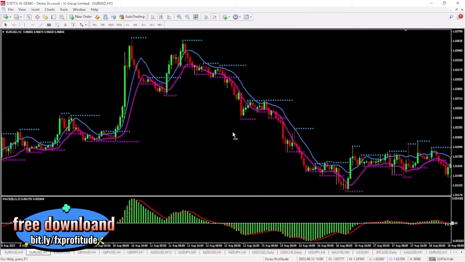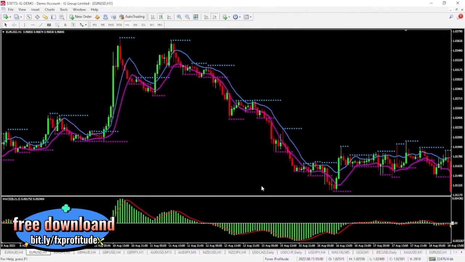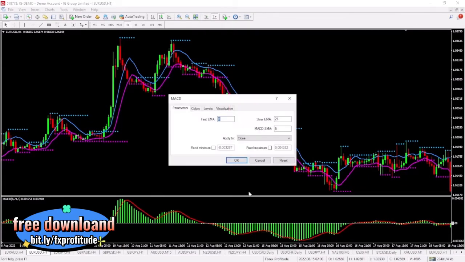Now, the last thing we're going to see at the very bottom here is the MACD. Now, this is your standard MACD, but we do have some not so standard settings. The MACD settings for this is 8, 21, and 5. With the 8, 21, we're looking at a trend.